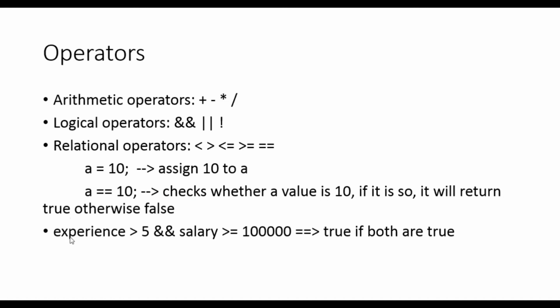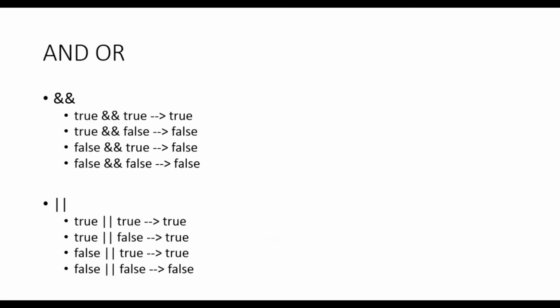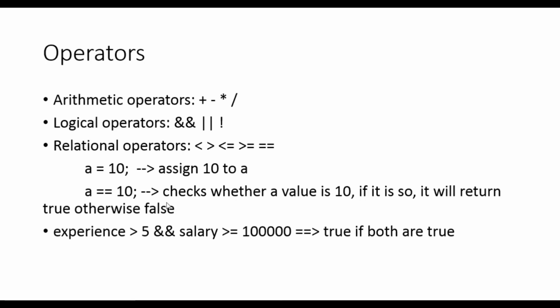So this is another example. So I have a variable called experience. If the experience is greater than 5 and salary is greater than or equals 1 lakh, then it will return true. Only if both are true, only if experience is greater than 5 and salary is greater than 1 lakh, true will be returned. Otherwise, false. So we will see how these two work.